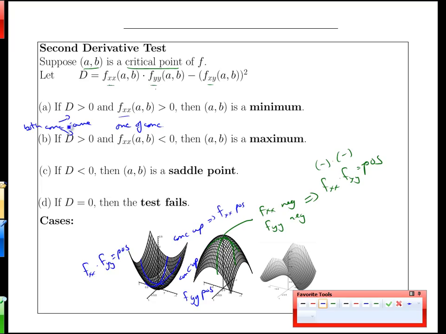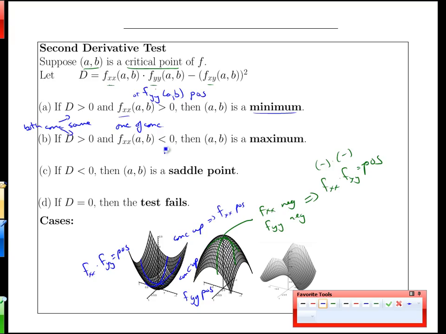Once we've said, oh, the D value is positive, so I'm talking about either all concave up or all concave down, then we just look at any one of them. And we could look at f_yy if we wanted to. Usually the rule is written with f_xx because it usually happens to be the first thing on our page. But if one of them is going to be positive, then we know that both of them are going to be positive, and so we've got a concave up scenario that describes a local minimum.